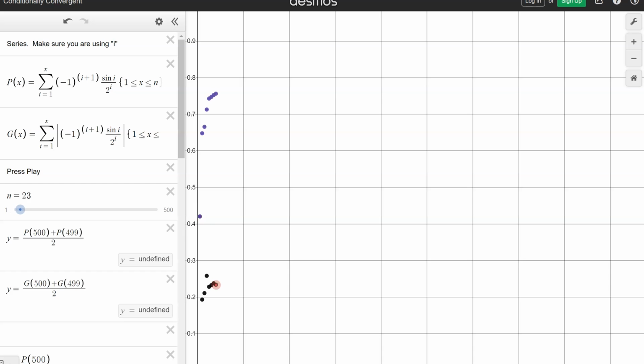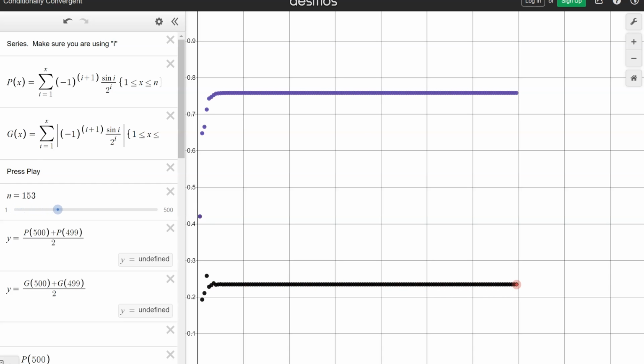But just to test our work, you can see there we go, our purple, the one that is the absolute value, is also converging. And so they're getting smaller and smaller, the addition between those. And so also our alternating series is converging. So it is convergent, but because the absolute value also converges, it is absolutely convergent.